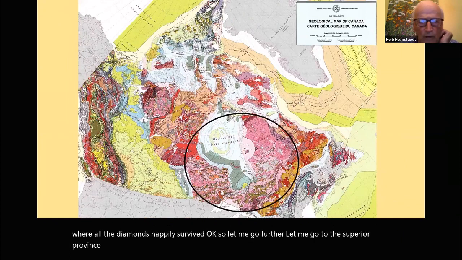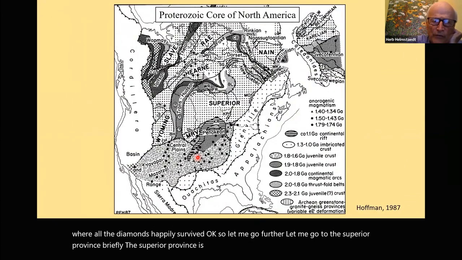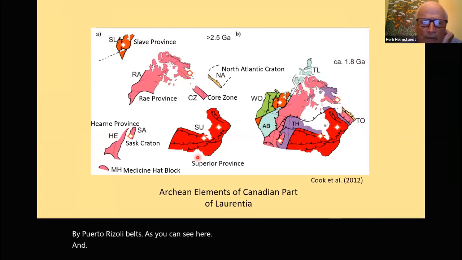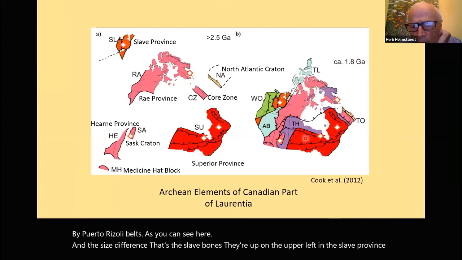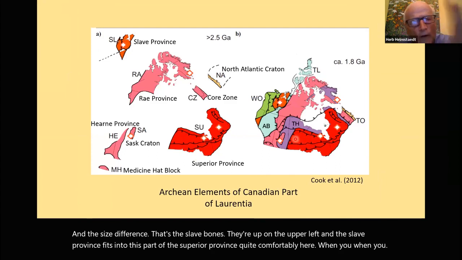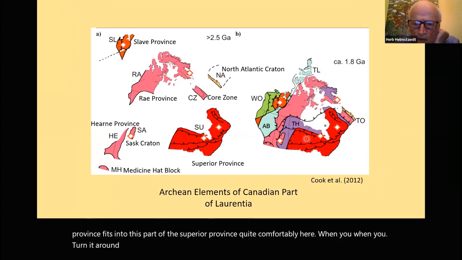The Superior Province is much bigger. It is also surrounded by Proterozoic belts, as you can see here. And the size difference, that's the Slave Province there up on the upper left. And the Slave Province fits into this part of the Superior Province quite comfortably here when you turn it around a bit to the right. So the size difference is profound.